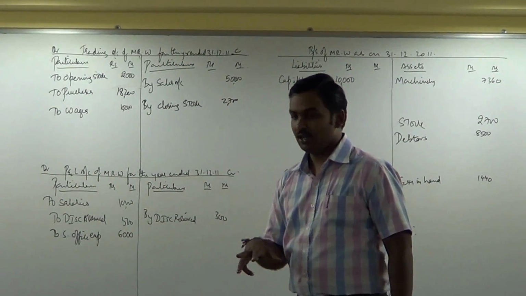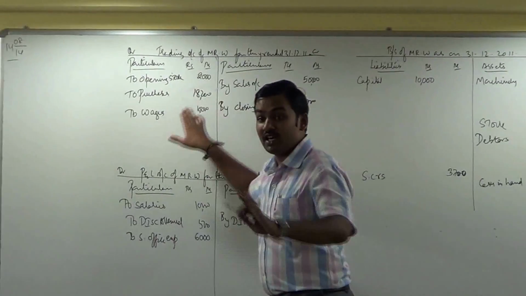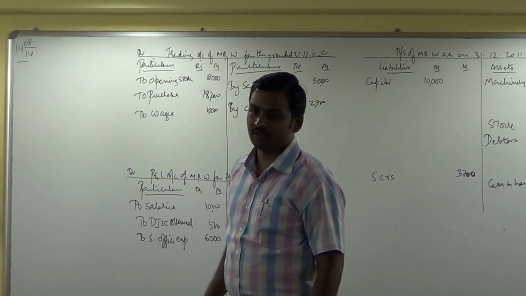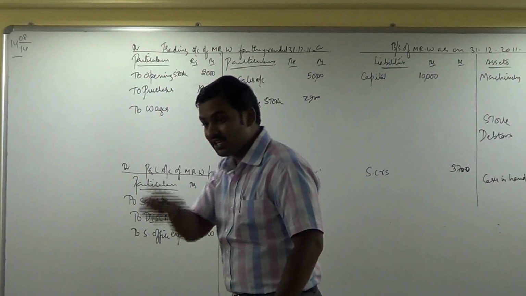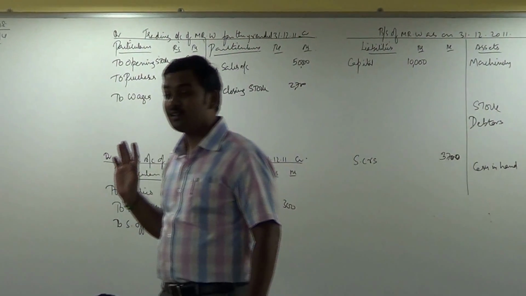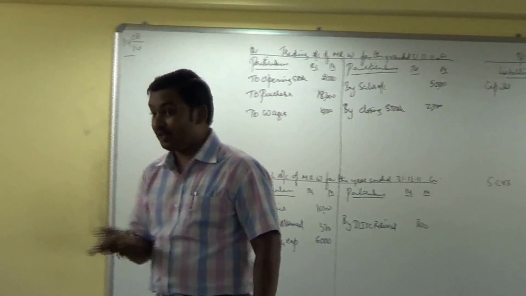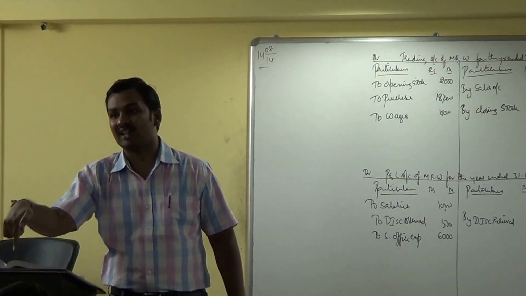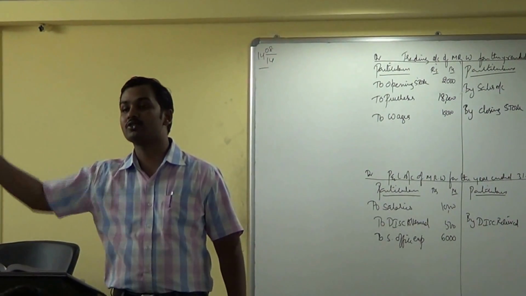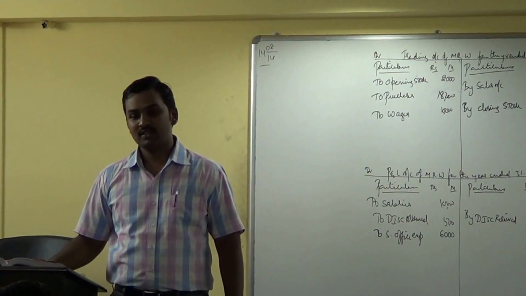In such a case, you are going to show here purchases after closing stock, after removing the closing stock figure. In such a case, closing stock will appear only in the balance sheet assets. But if you have passed the entry, closing stock will also appear within the trial balance. It will not appear outside the trial balance. Is it clear? Yes, sir.